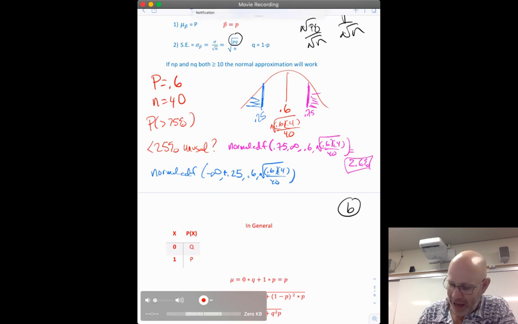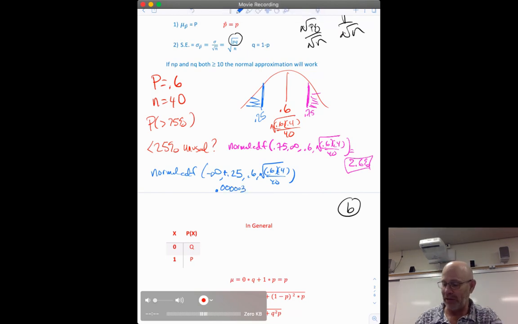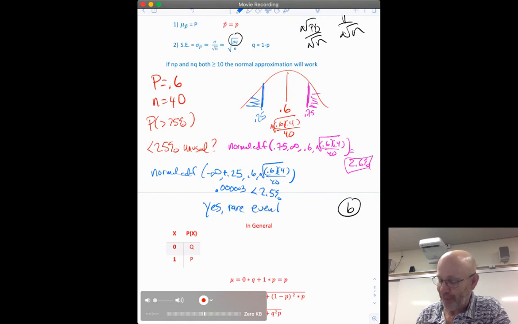And I get, again, super, super small, 0.00003, I think. Super small, less than 2.5%. That's the important cutoff for unusual, right? The question was, would it be unusual? And yes, because it's less than 2.5%. Remember, it's outside the middle 95%. It's called a rare event.